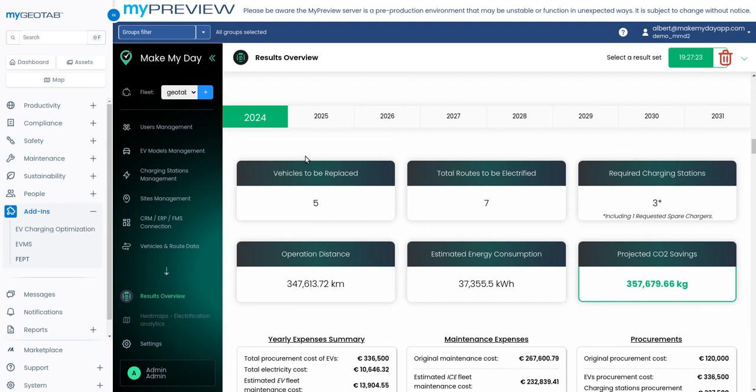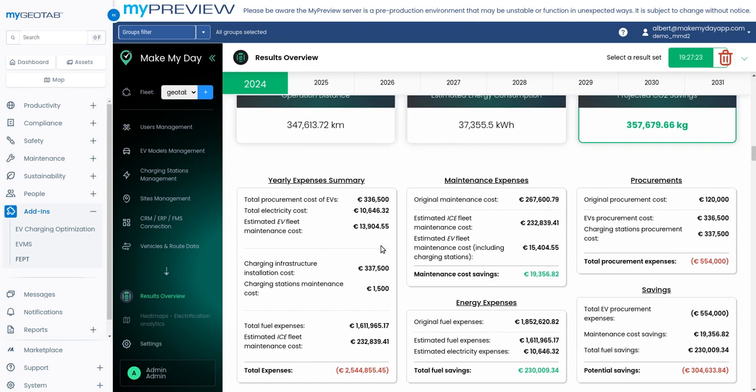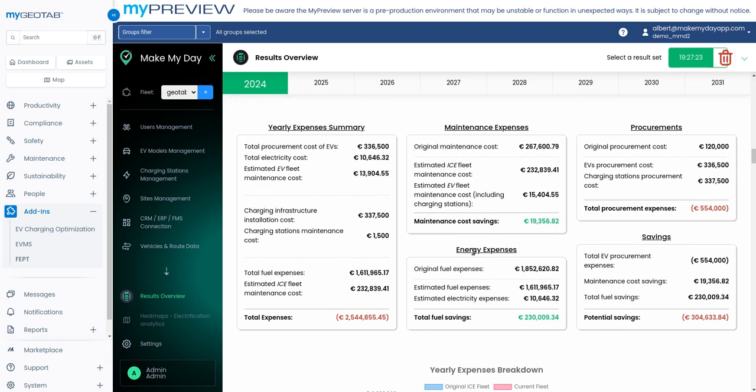We can then jump in and even understand in each year what is going to happen, how many chargers we need to install, what will be the CO2 saved, and we of course break the calculation into different prices. For example, energy expenses. The original expenses should have been 1.8 million euro, but since we replace 5 vehicles with electric vehicles, we are going to have fuel expenses of 1.6 million euro, and expenses of 10,000 euros for the electricity, saving us 230,000 euro for this year on energy expenses.